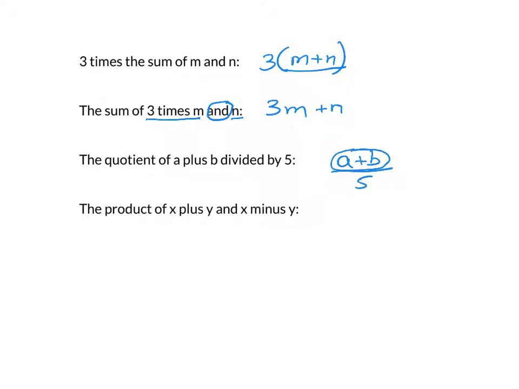And then the last one, the product of x plus y and x minus y. So I know I need multiplication. X plus y would be written this way. X minus y would be written this way. And I want the product of the 2. So I'm going to be multiplying those. The product of x plus y and x minus y.